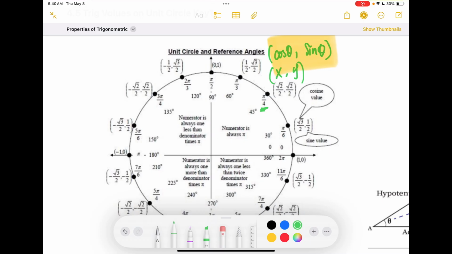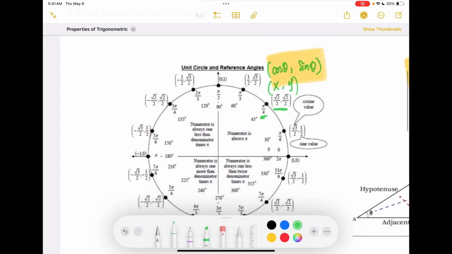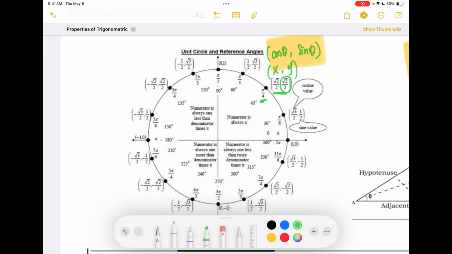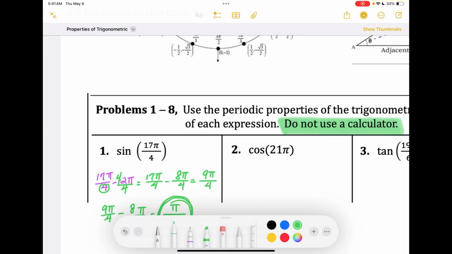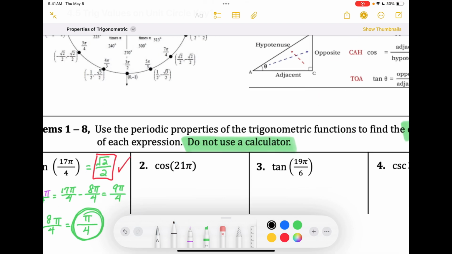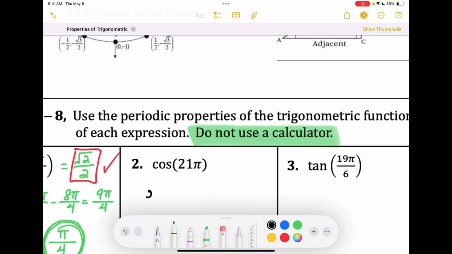Then what will be my answer? Remember, the exact trig values come from the parenthesis. So eagle eye. We are looking for sine, so sine will be my second number, square root 2 over 2. Do not overthink. What you see is what you got. So square root 2 over 2 is my perfect answer. And yes, indeed, we do not need a calculator. Good.